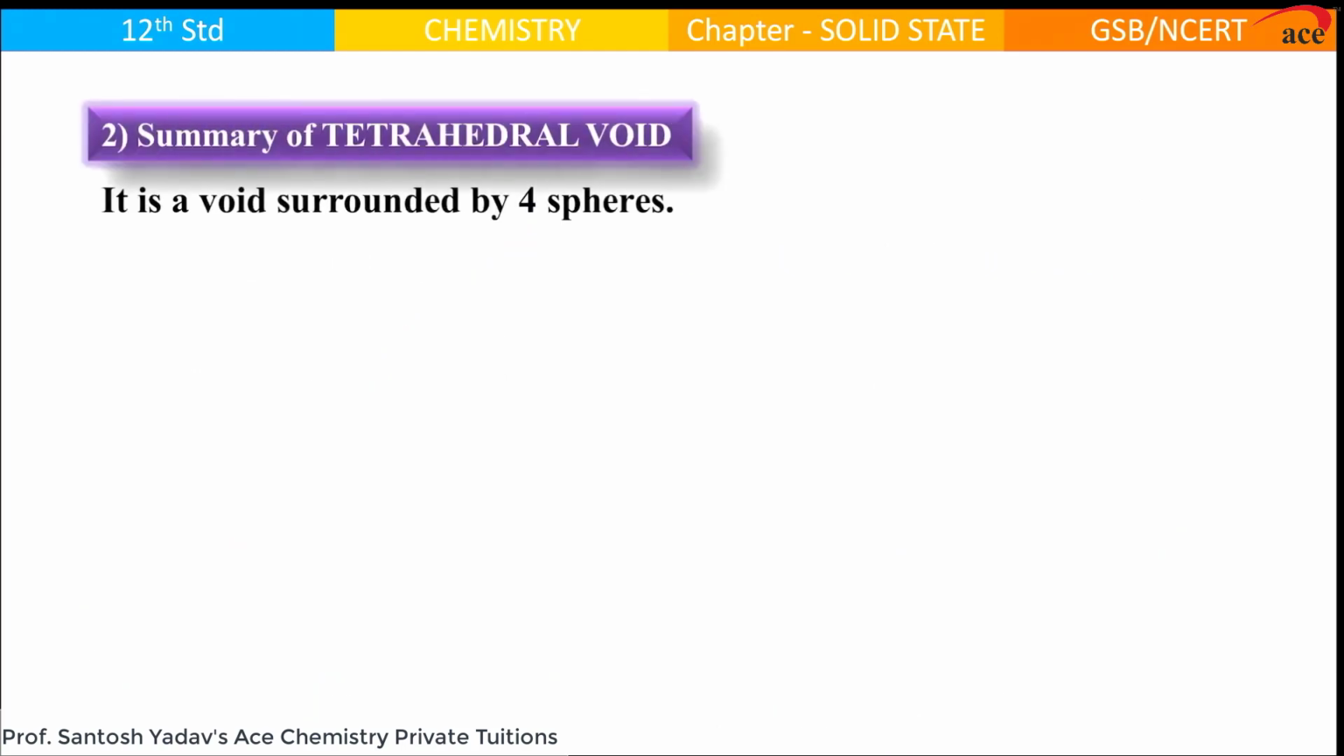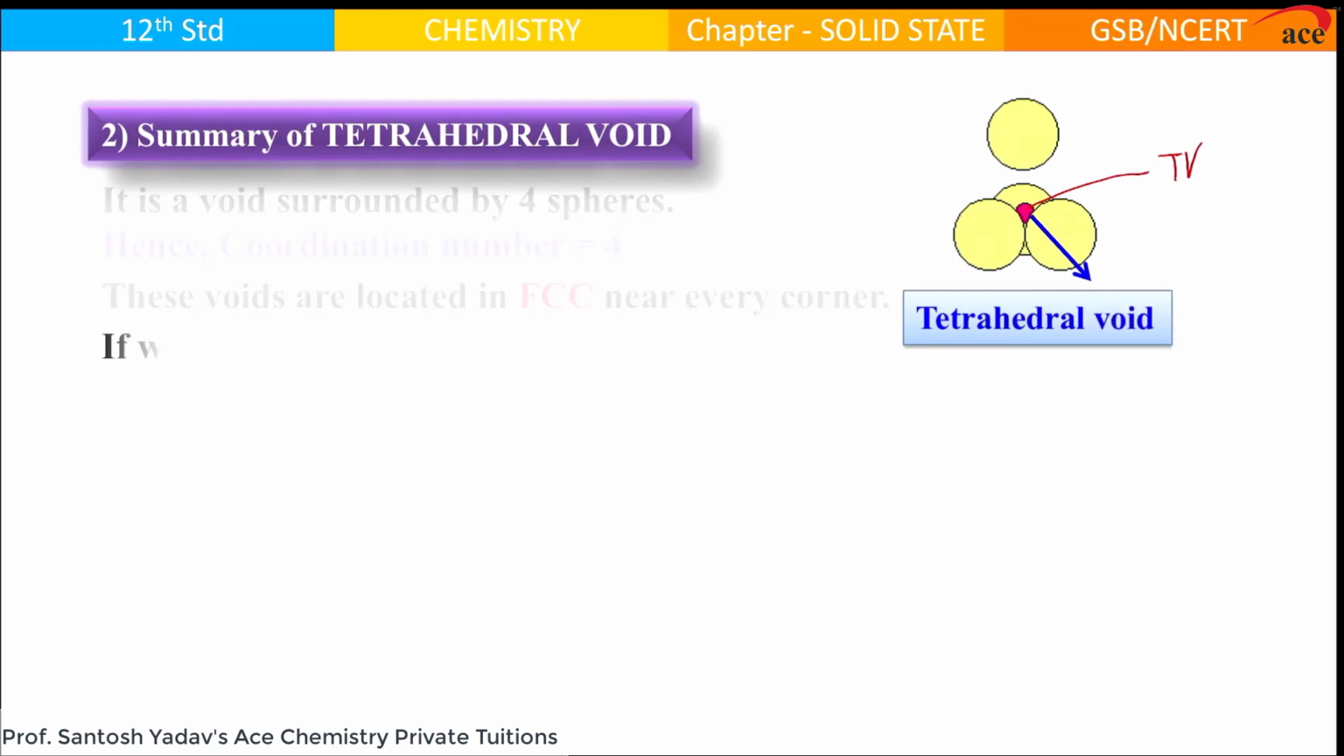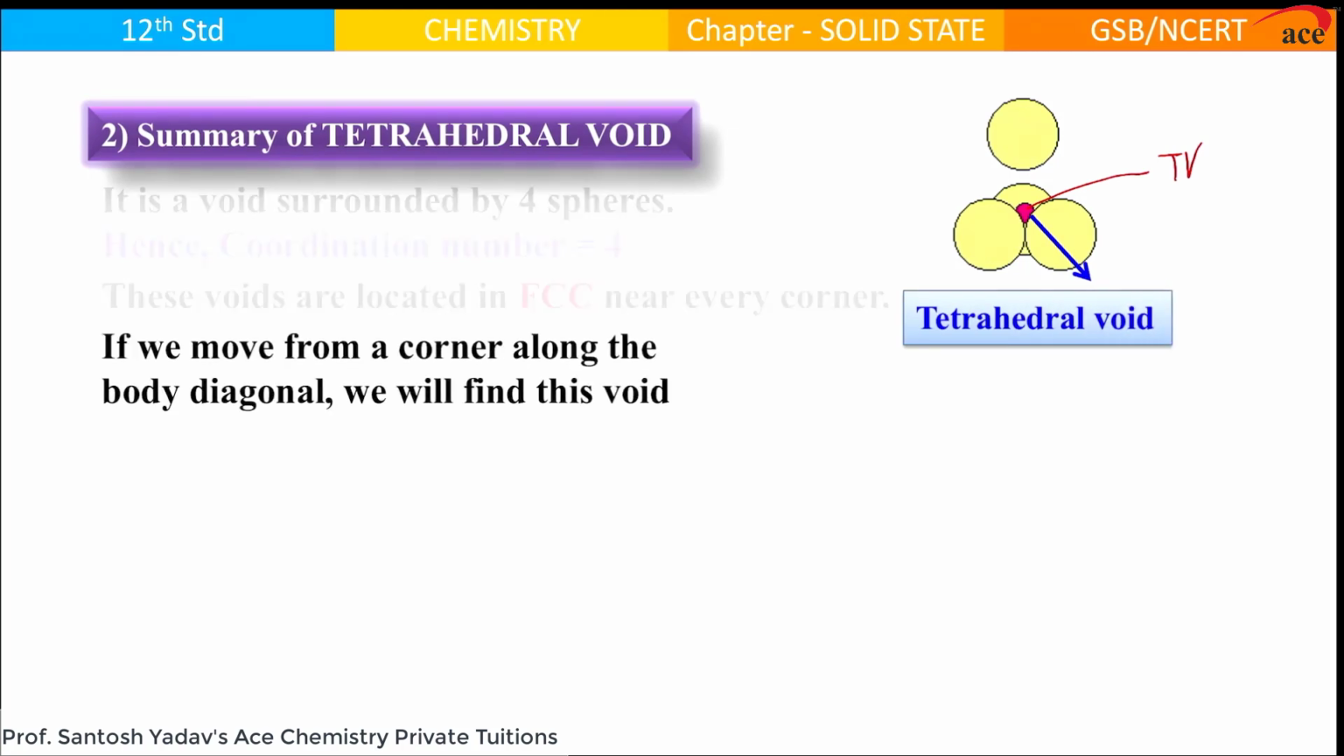Summary of tetrahedral void: it is a void surrounded by 4 spheres, therefore the coordination number is 4. If you see, there is a red colored ball shown, which is a sphere exactly fitting into a tetrahedral void. These voids are located in FCC near every corner, and if you move from the corner along the body diagonal, you will find it. Remember, this is a corner, this is a corner, this is the body center, and there is a tetrahedral void here and here.